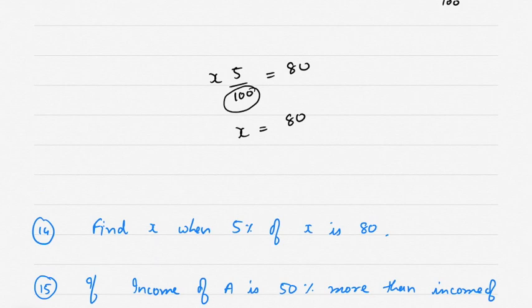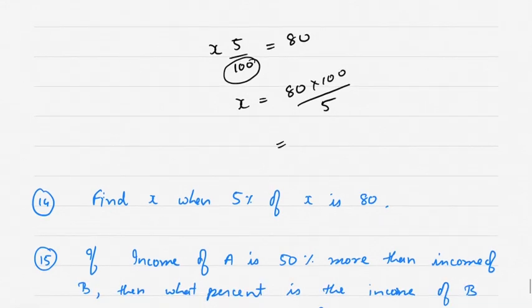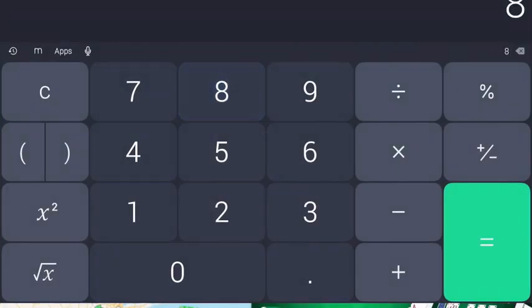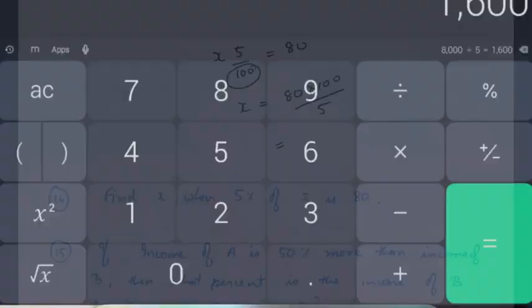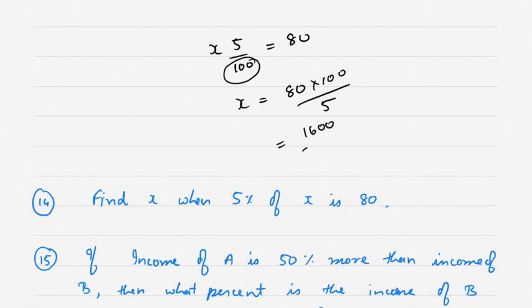Division will become multiplication, and multiplication will become division when you take it to the other side. So 80 into 100 divided by 5. That means 8000 divided by 5. 8000 divided by 5 is how much? I think 1600. So 1600 is the answer for question number 14. Correct?